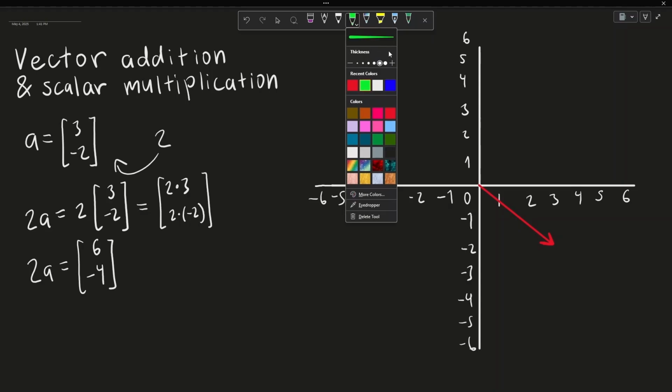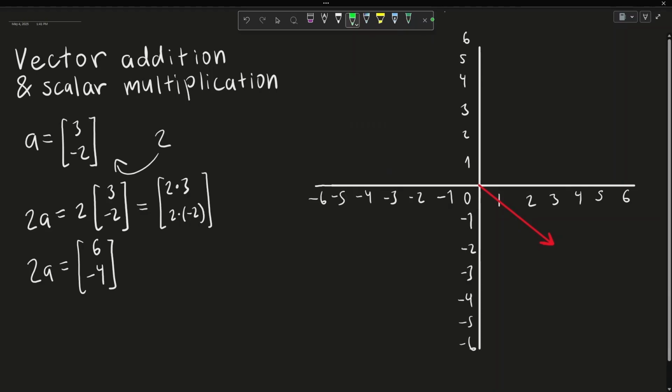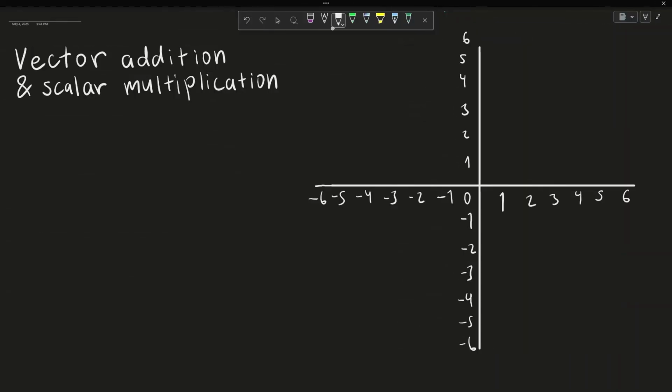If we draw 2A in green, we should find that 6 in the x and then -4 in the y gives us this vector, which, as you can see, is exactly in the same direction as the original vector, but it's 2 times as long.